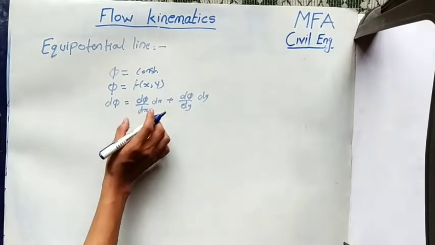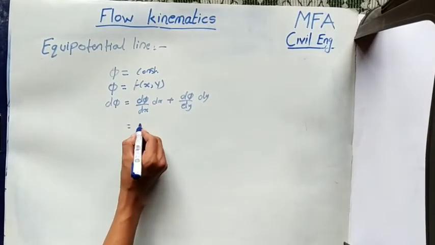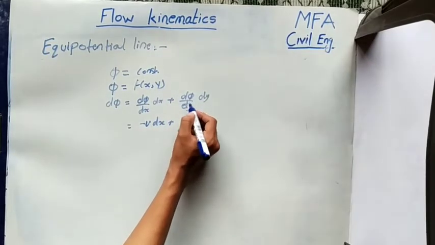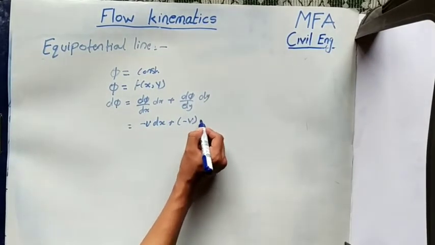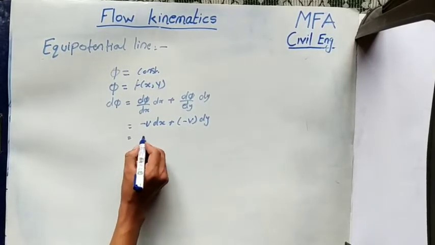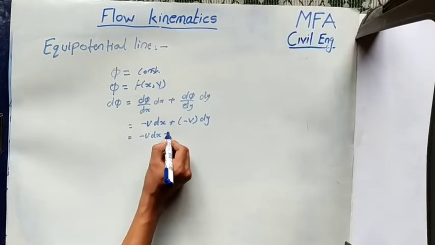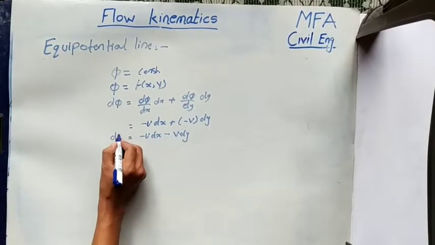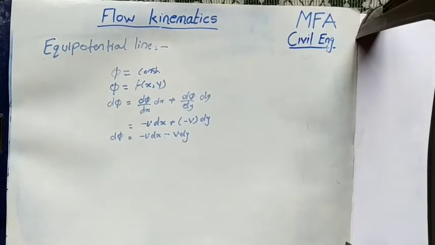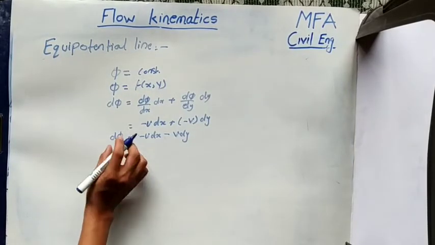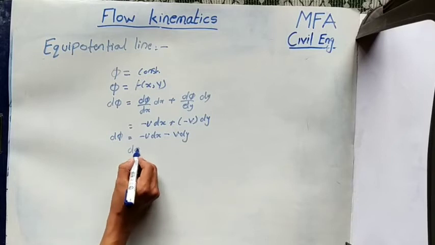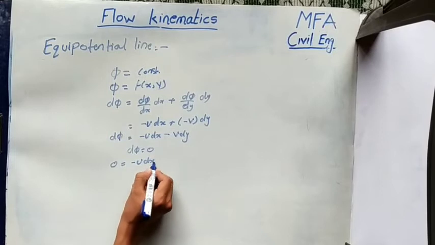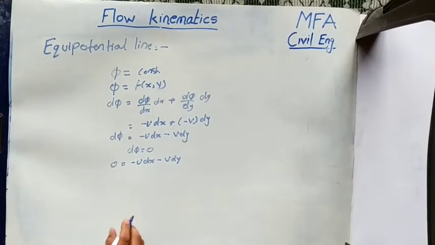Now from the relation of the potential function, d phi by dx is minus of u, into dx, plus similarly d phi by dy is minus of v into dy. This equation becomes minus of u into dx plus minus v into dy, which is equal to d phi, the change in the potential function. Now for the equipotential, phi is constant. Since the d phi value is equal to 0, this equation becomes 0 is equal to minus of u into dx minus of v into dy.